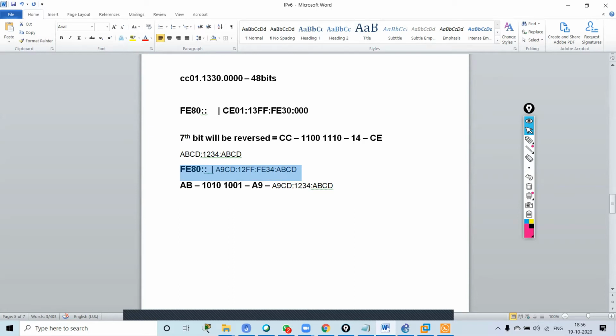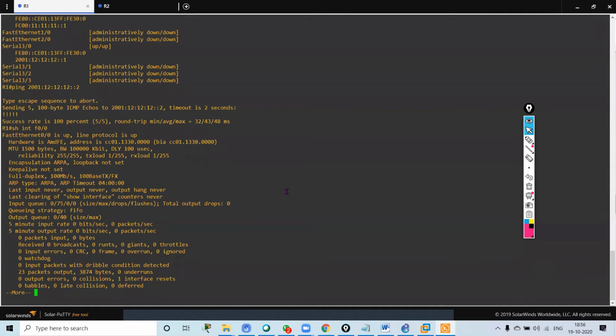Okay. Now we can change the link local address also. A link local address may be assigned manually by an administrator, or by the operating system's procedures, or using stateless auto configuration. We'll see the default link local address is FE80. I will change the default address to something else. How can I do that?